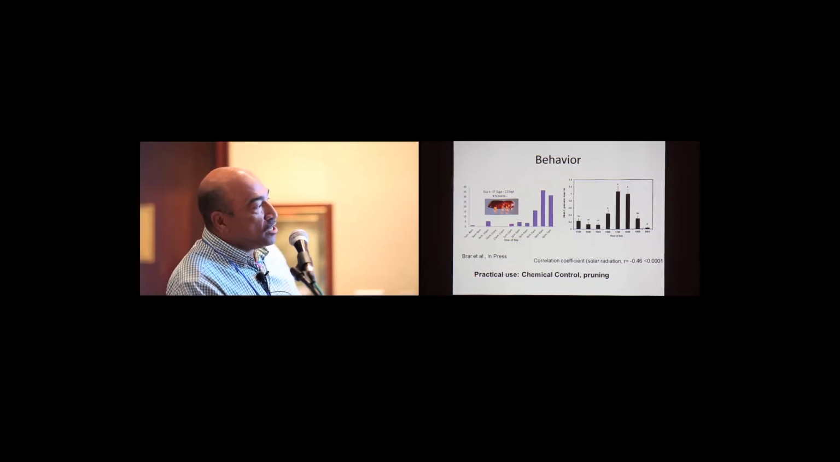What's the practical use? The practical use will be then for chemical control if applied at that time, when there are going to be more beetles around, and also for the growers when they are going to do pruning. If a grower is going to do pruning, it's advised that they will do it in the earlier hours in the morning where less Xyleborus glabratus are present.